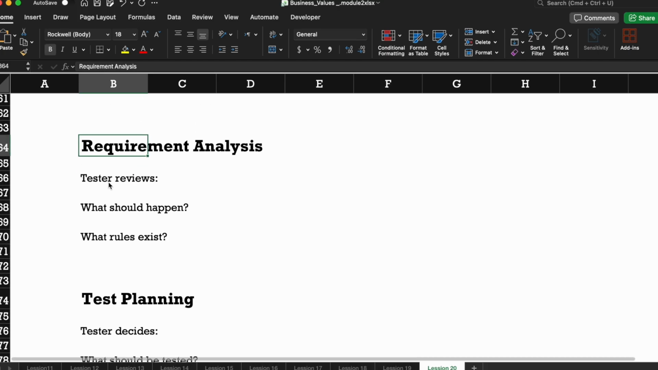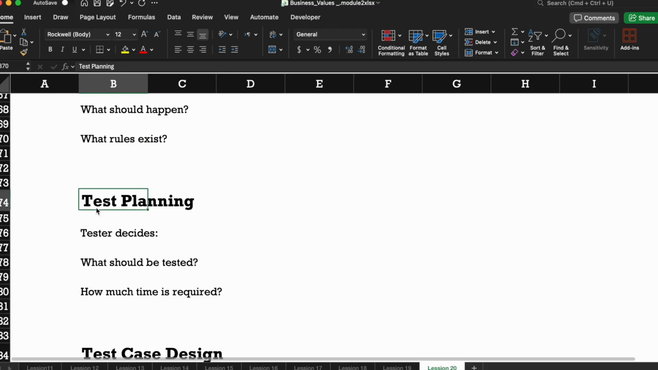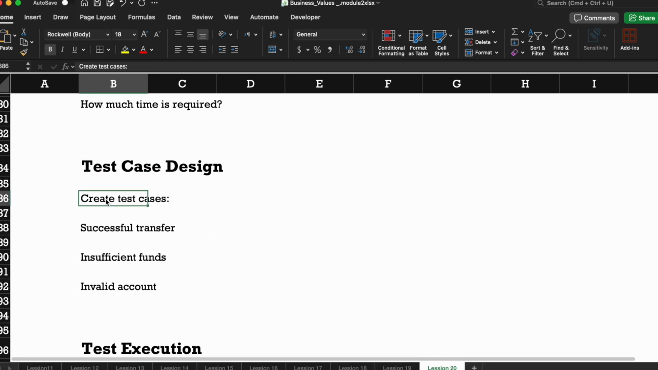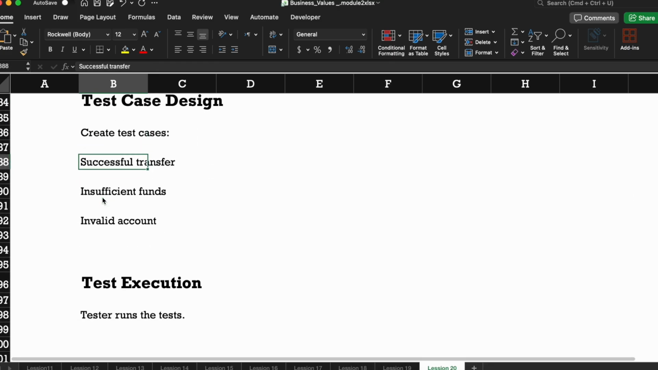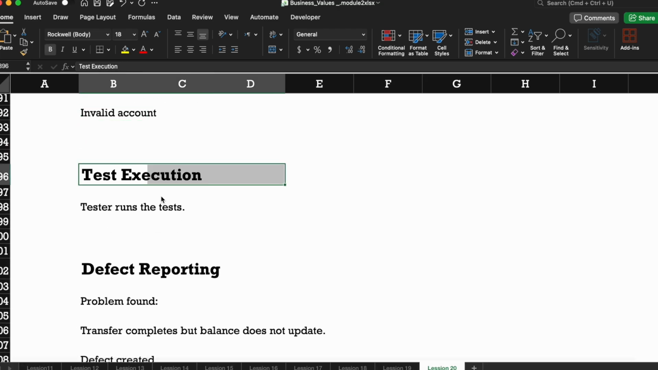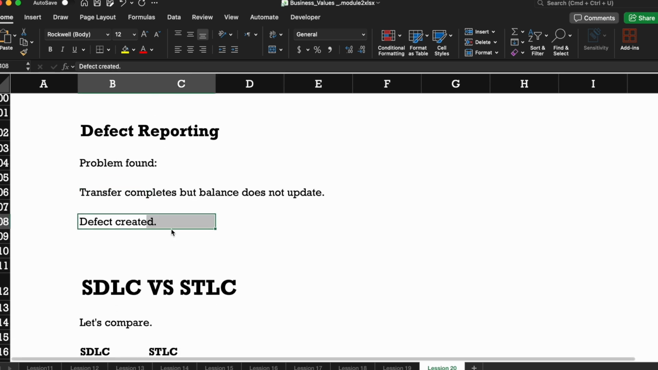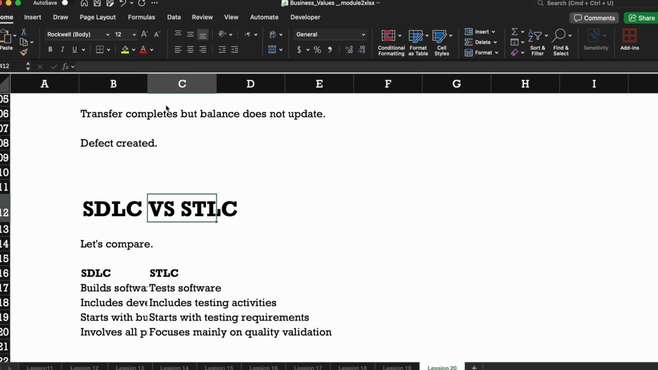STLC example: requirement: customer can transfer money. Requirement analysis: the tester reviews what should happen and what rules exist. Test planning: the tester describes what should be tested and how much time is required. Test case design: create test cases: successful transfer, insufficient funds, invalid account. Test execution: the tester runs the tests. Defect reporting: problem found, transfer completes but balance does not update. Defect created.